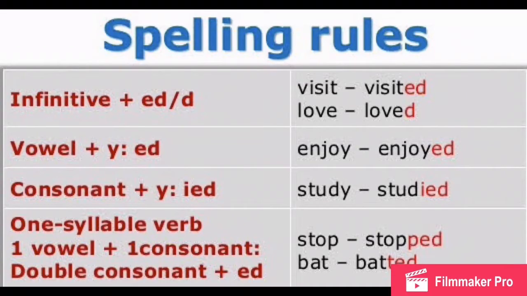If the verb finishes with a consonant plus y, you have to eliminate the y and write ied, like study, studied. If the verb has only one syllable, you have to double the last consonant and add ed, like stop, stopped.